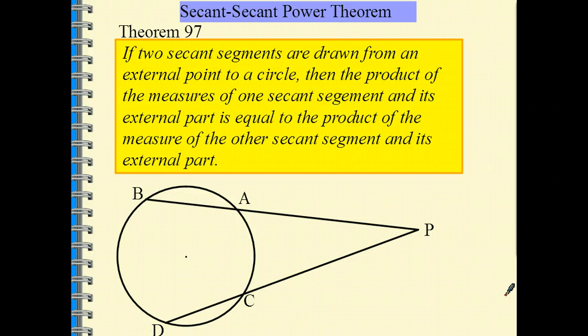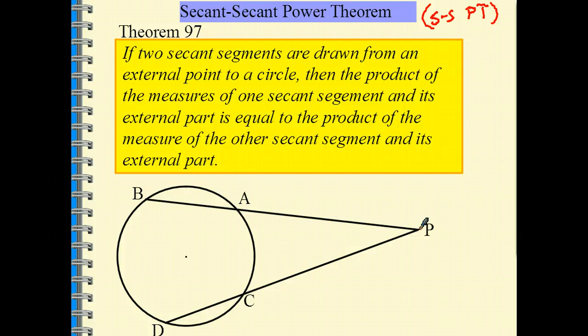Next we have Theorem 97, which is the secant power theorem, and to shorten it, we call it the SSPT. It tells us that if two secant segments are drawn from an external point to a circle, then the product of the measures of one secant segment and its external part is equal to the product of the measures of the other secant segment and its external part.